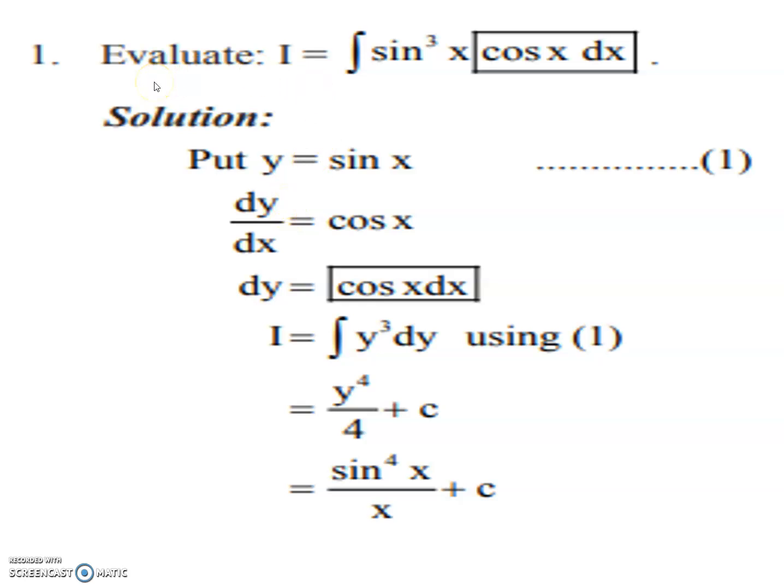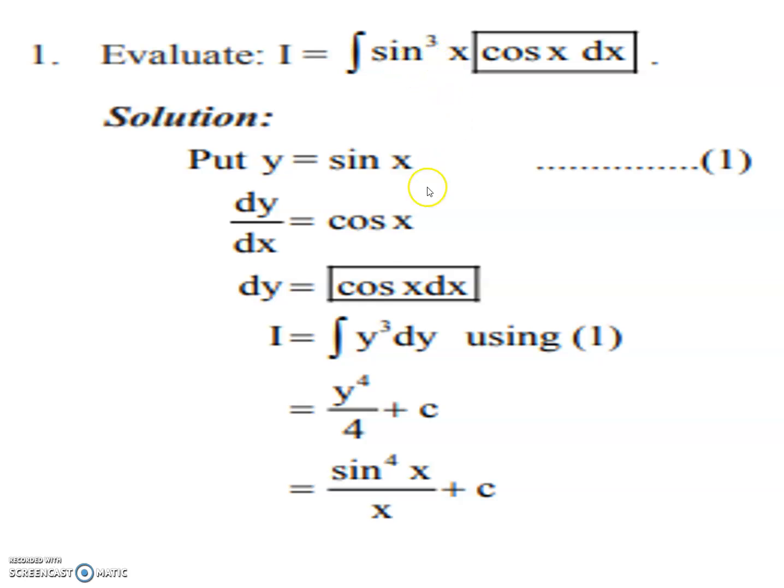So we have to take an example based on this. Evaluate I is equal to integration sin cube x cos x dx. Now here the derivative of sin x is available in multiplication, so integration f of x into f dash of x dx is applicable. We have to put y is equal to sin x. Differentiate with respect to x, dy by dx. Sin x derivative is cos x. Therefore dy remains the same, dx goes this side. That's why dy is equal to cos x dx. Instead of cos x dx, we have to put dy.